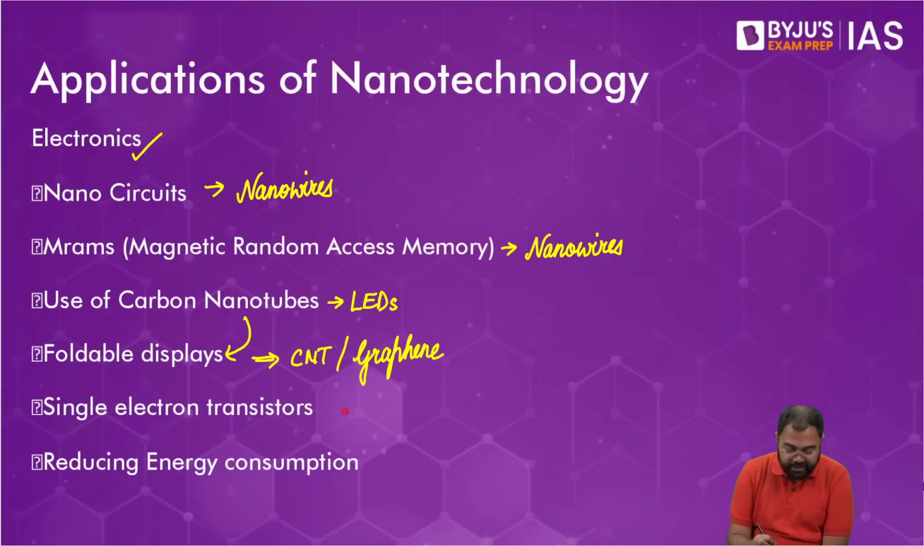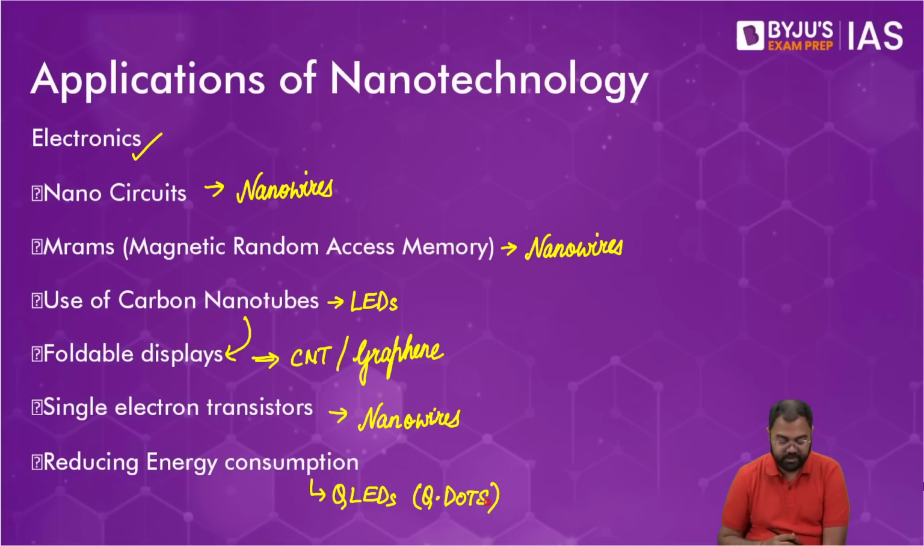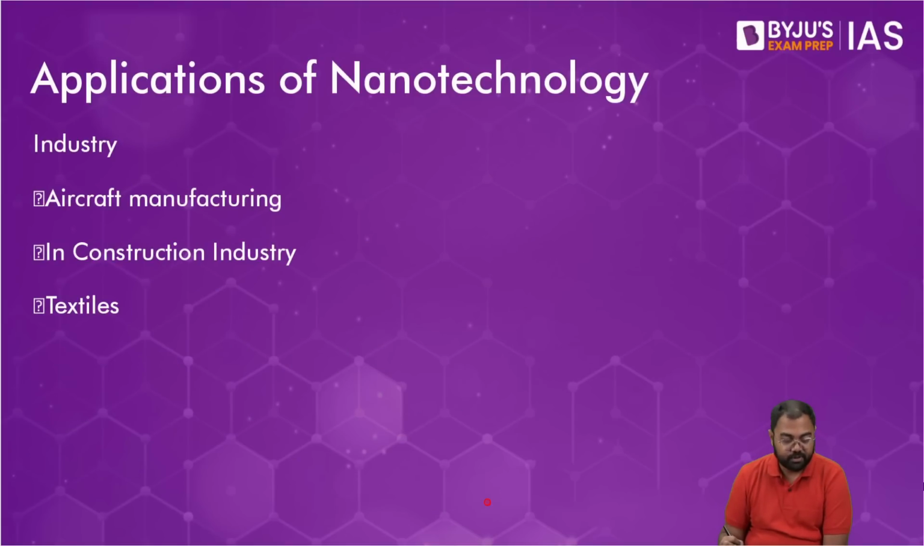In making single electron transistors, again, nanowires can become very, very crucial. And then in reducing energy consumption, so in case of quantum dots or the QLEDs that we discussed, QLEDs use less power, so that's why in a manner they would be able to reduce the energy consumption also. So in electronics also we see that there are so many ways in which they can become useful.